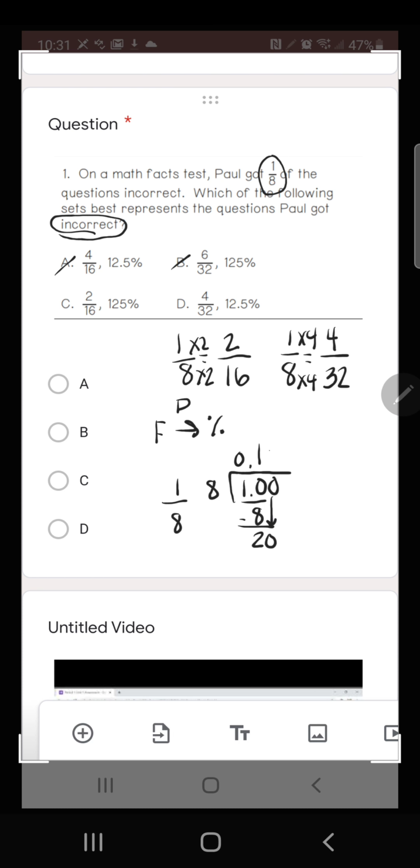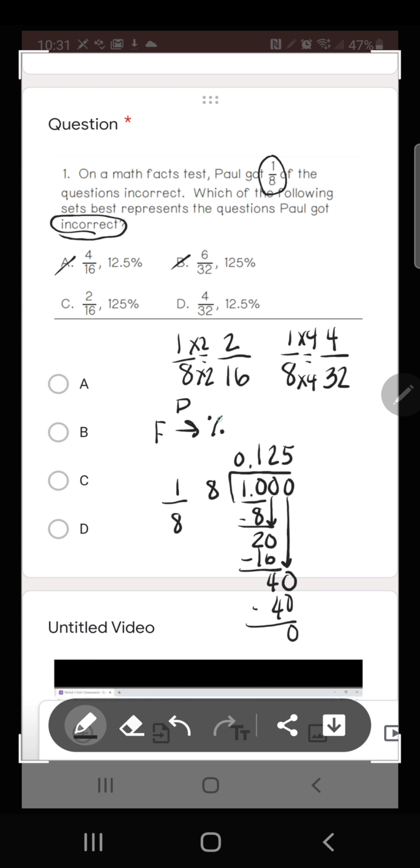8 can go into 20. 2 times 8 is 16. Subtract, 20 minus 16 is 4. Put your placeholder 0. Keep going. 8 can go into 40. 5 times 8 is 40. And I subtract. So this is my decimal, but I want a percent, because I've got 125% or I've got 12.5%.